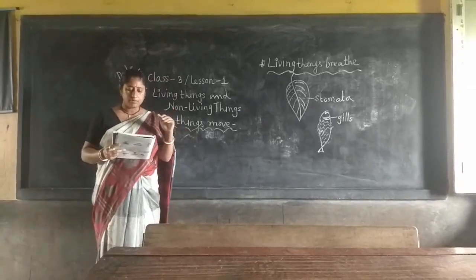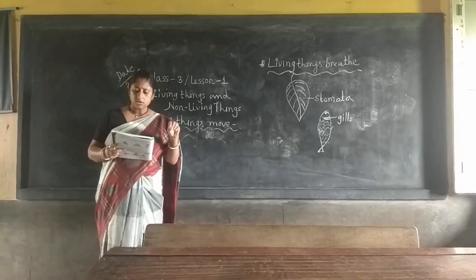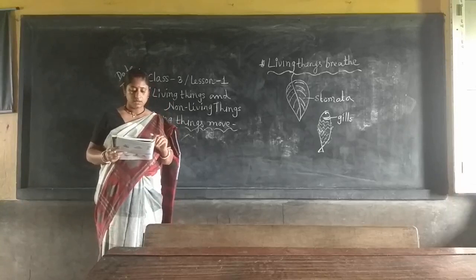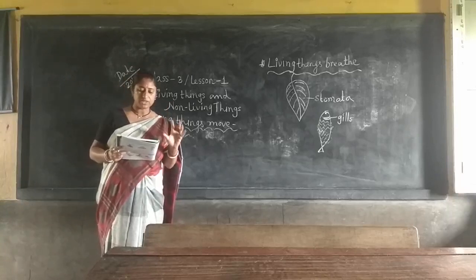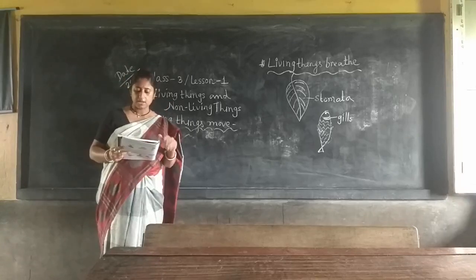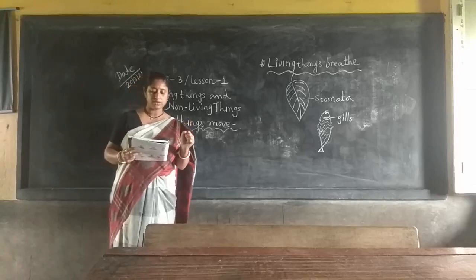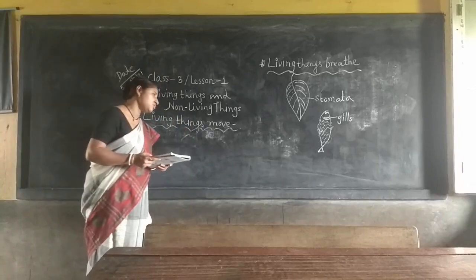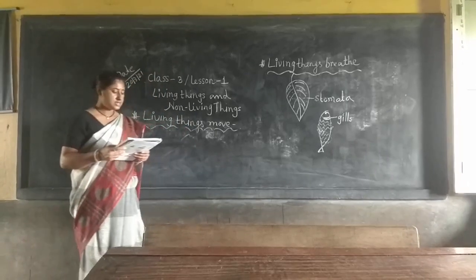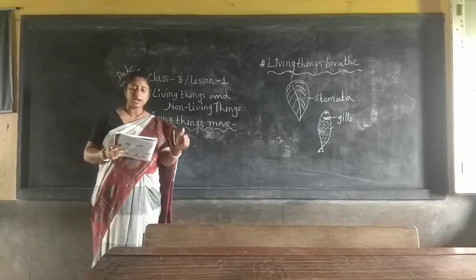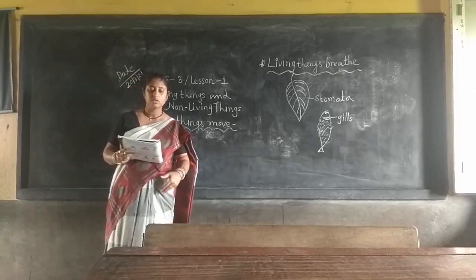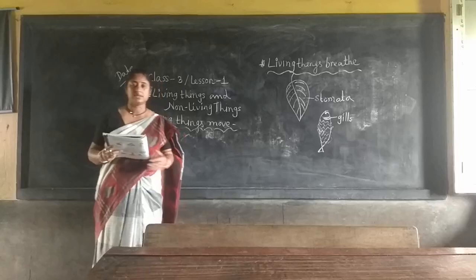We can see movement in plants only through some of their parts. For example, the leaves of a touch me not, mimosa, show a quick movement when touched. The sunflower also always faces towards the sun. Roots of a plant grow downwards and its stem grows upwards. Okay?